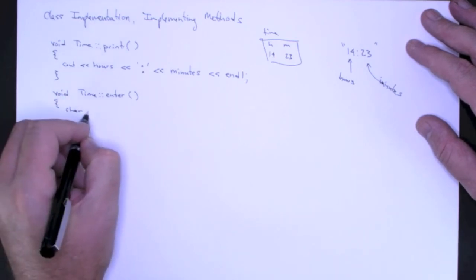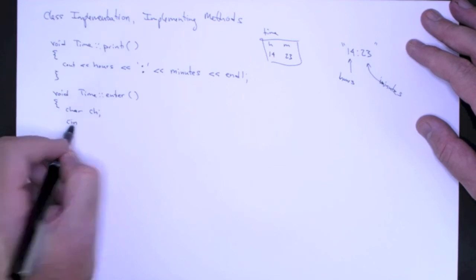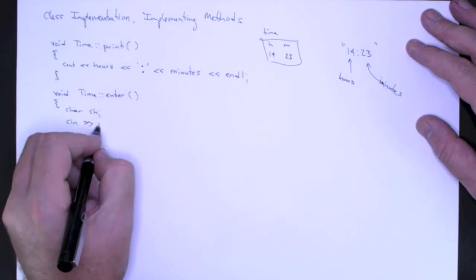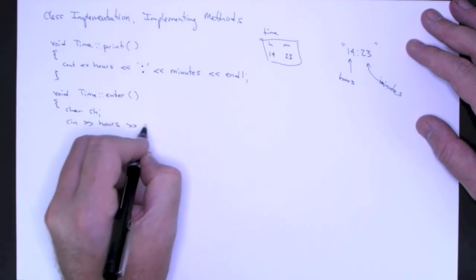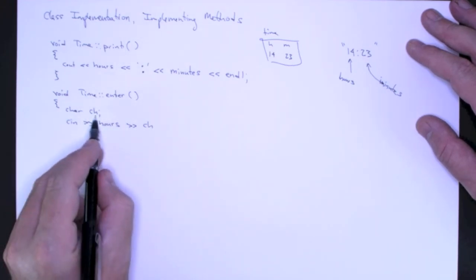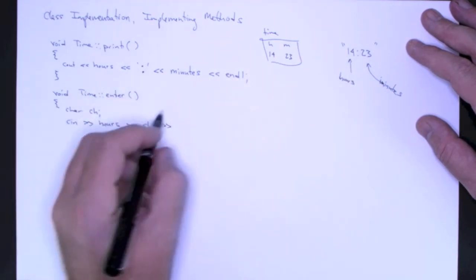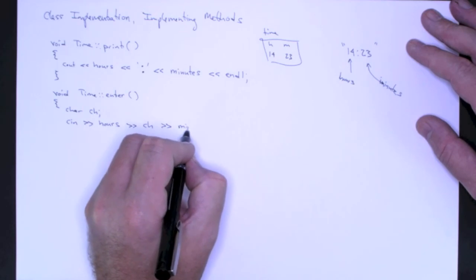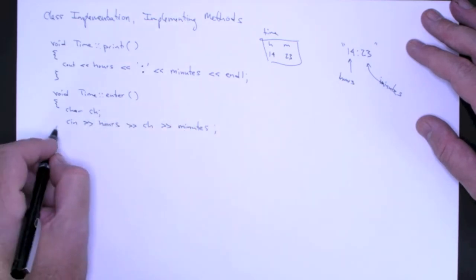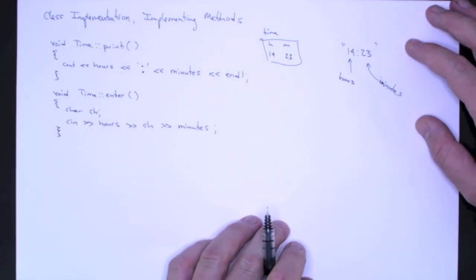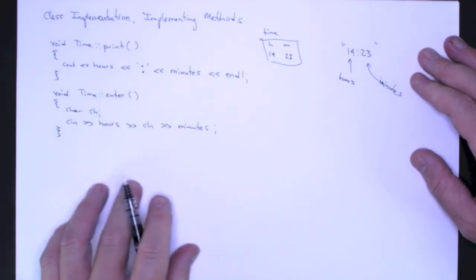First of all, I need a character ch for reading, and I can read into the private data member hours. Then I need to read the character ch, which is going to be my colon, and then I can read minutes. And that's my enter method. So this will let someone enter a time object from the keyboard.